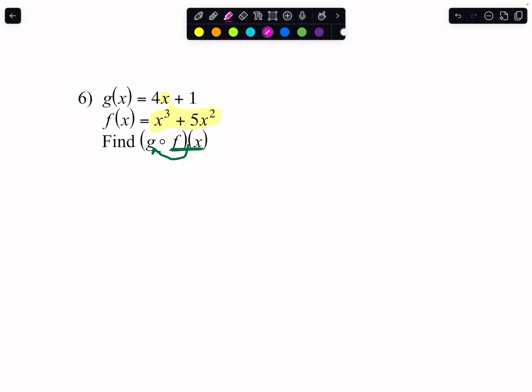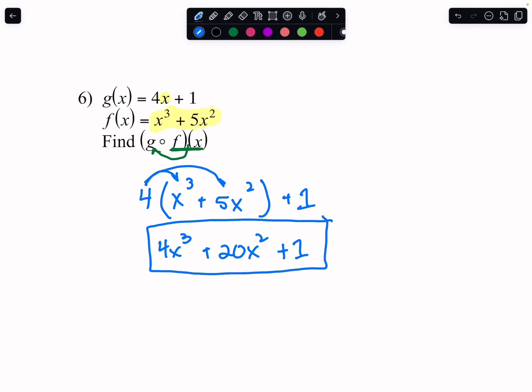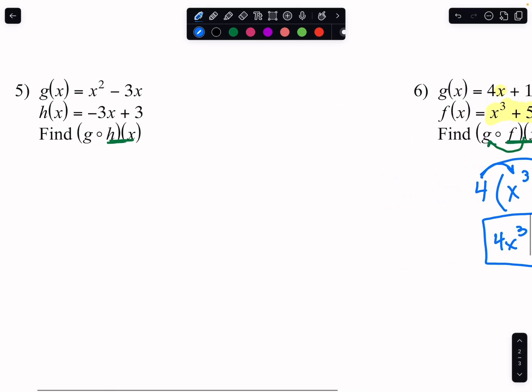We got 4 times my x cubed plus 5x squared right there, and then I got my plus 1 at the back. That gives 4x cubed plus 20x squared, and then I got my plus 1. And actually, that's the final answer. Now we're going to go back to 5, and you'll see why.